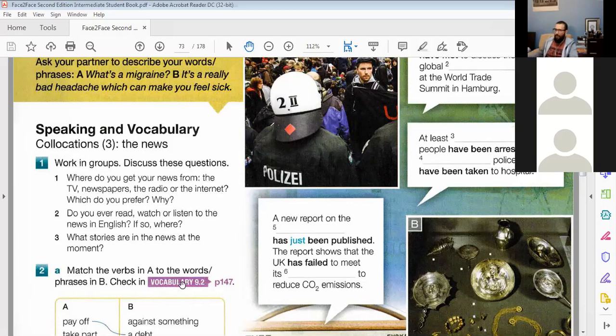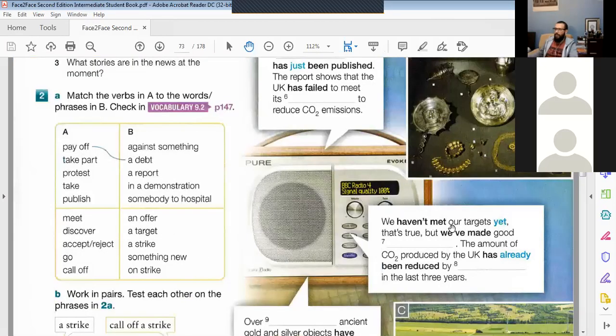Correct. Yes. All right. What about when we say we haven't met our targets yet? We haven't met our targets yet. What does this mean, Malak? Yet, when we say we haven't met our targets? Not now. Not at this time. Correct. This means at this time, still not, right?